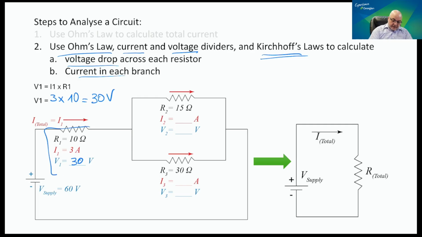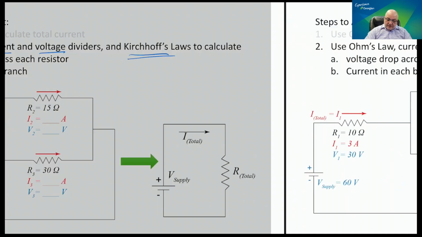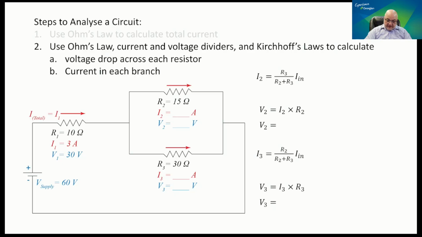Congratulations. The first component has been analyzed in all its values: resistance, current, and voltage. And by the way, when you know current and voltage, you can always calculate the wattage of the resistor. You can say this resistor requires 90 watts, voltage multiplied by current. 90 watts is quite high actually, but 90 watts is the rating of this resistor. Okay, so let's continue with the rest of the calculations.